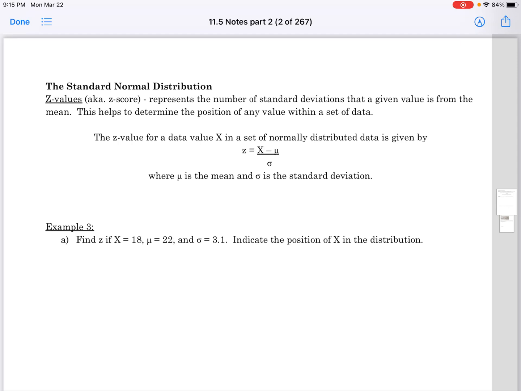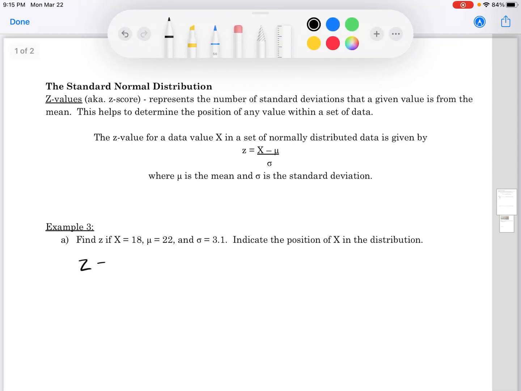So in our first example, we want to find z if we are given this information, so we're just going to plug it into our formula. So we have that z is equal to x minus mu over sigma. That gives us 18 minus 22 over 3.1. All right, when I work that out, that's going to give us about negative 1.29.